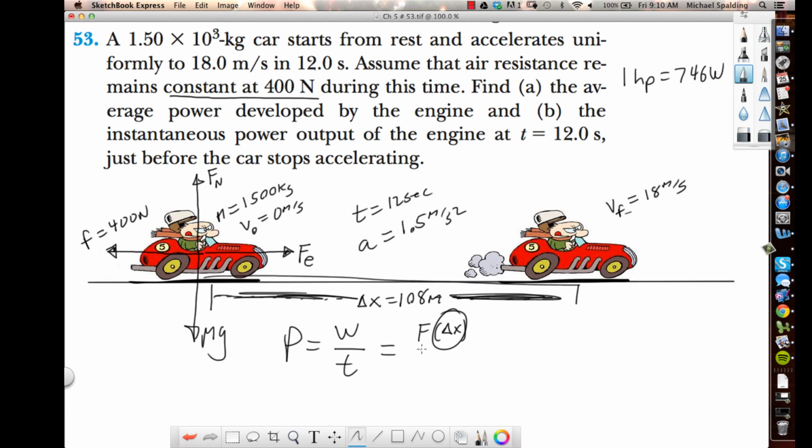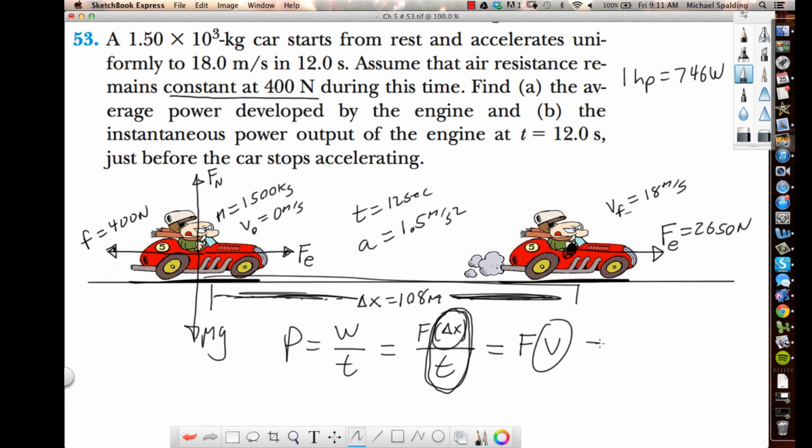But watch what happens here. What is displacement over time? Displacement over time is what? Velocity. So this becomes force times velocity. Dudes, do we know precisely the force of the engine at this moment right here? At that moment right there, do we know the force of the engine? Yeah, we already solved for it. It is 2,650. It doesn't change.